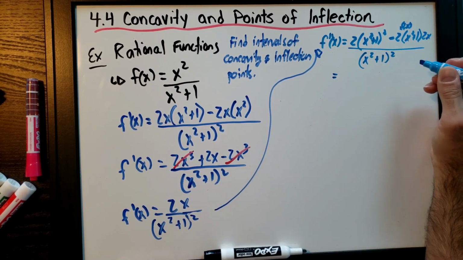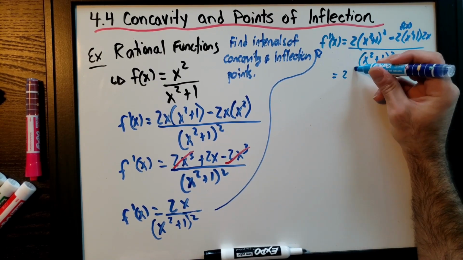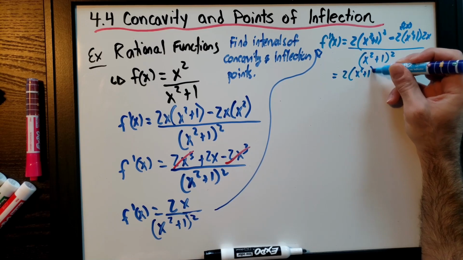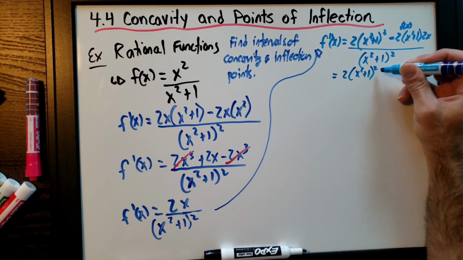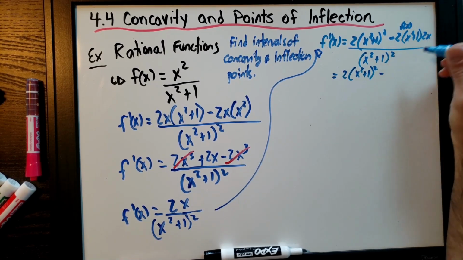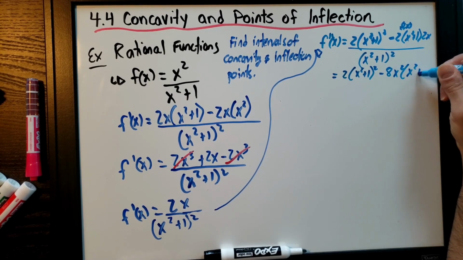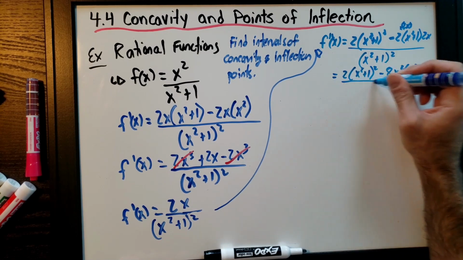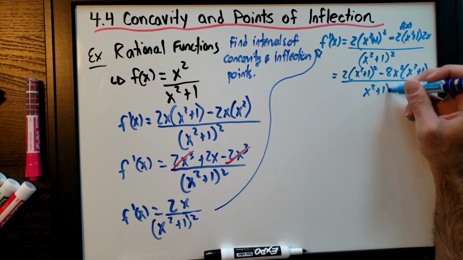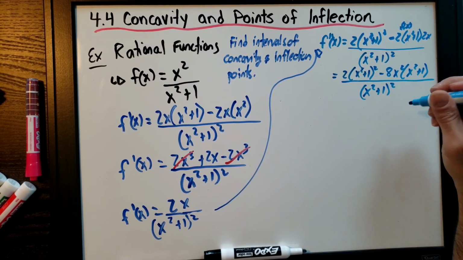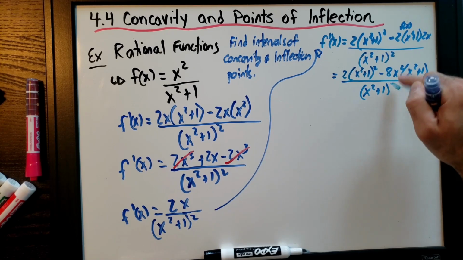And now I'll start cleaning it up. So this is 2 times x squared plus 1 squared minus 2, 2, and 2 is 8x squared, times x squared plus 1, all over x squared plus 1 to the 4. What am I doing? To the 4.